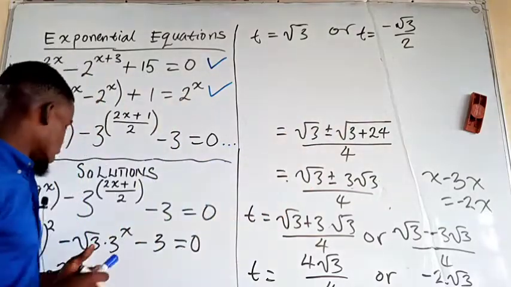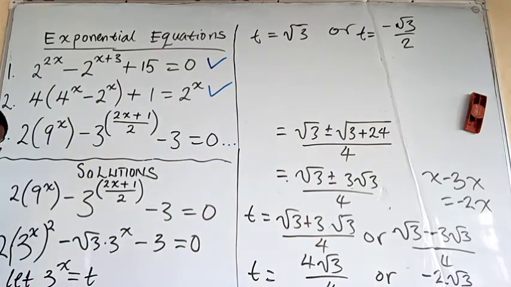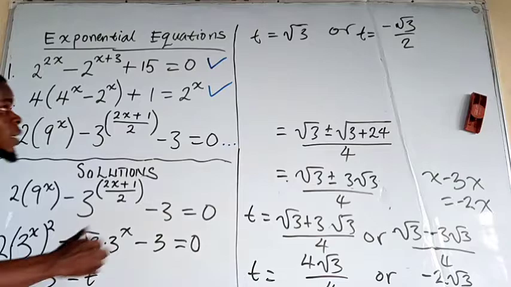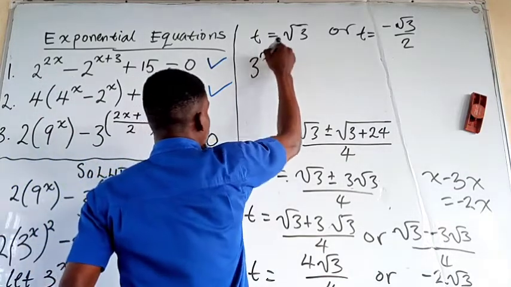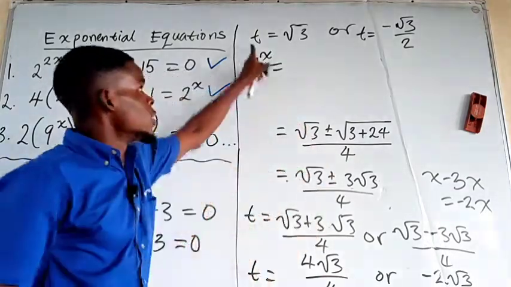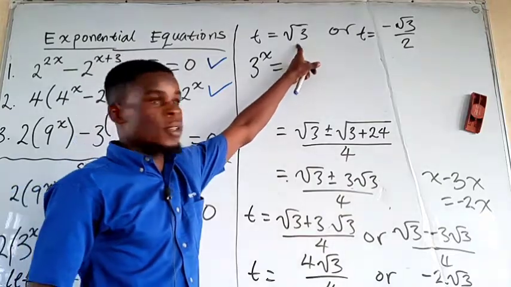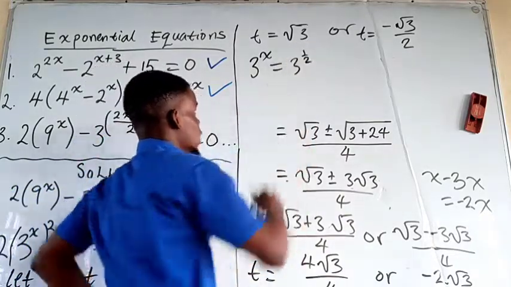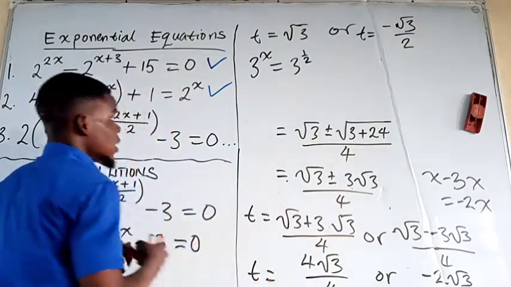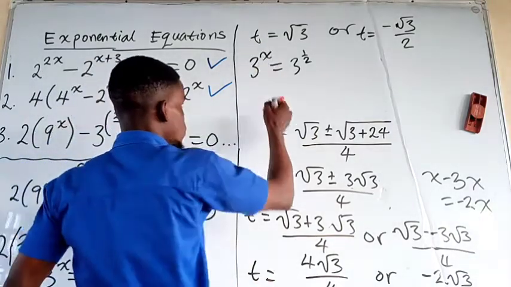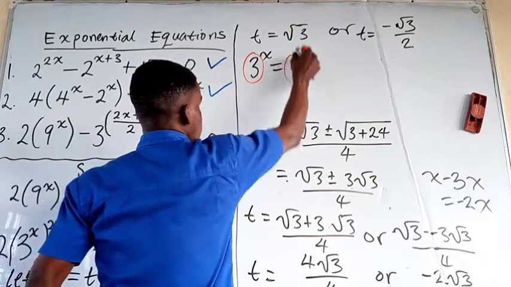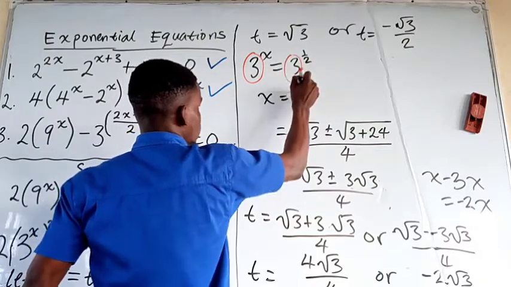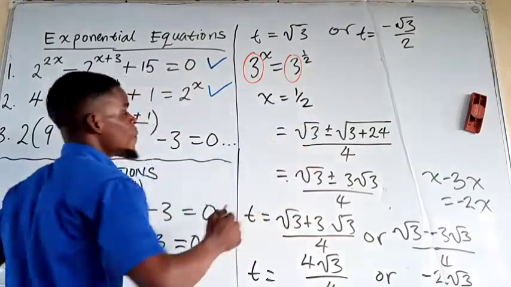We would like to make a backward substitution. Initially, we said that 3 to the power x should be t. So that means that in place of t, I would like to put 3 to the power of x. So in place of t here, we just put 3 to the power of x, on the left-hand side. Now, square root of 3 is the same thing as 3 to the power of 1 over 2. Okay, so what you would like to see here is that these bases are the same, so we will cancel them and just take the powers. So by equating the powers, we see that x is 1 over 2.